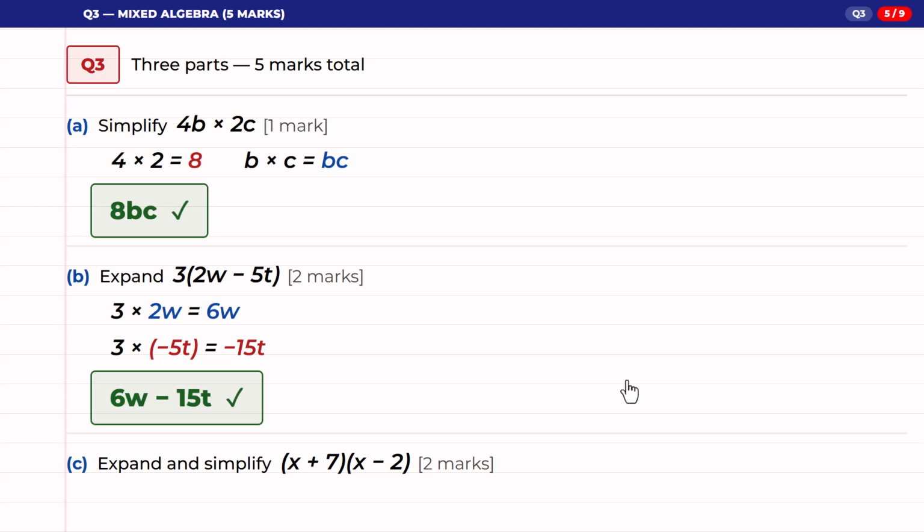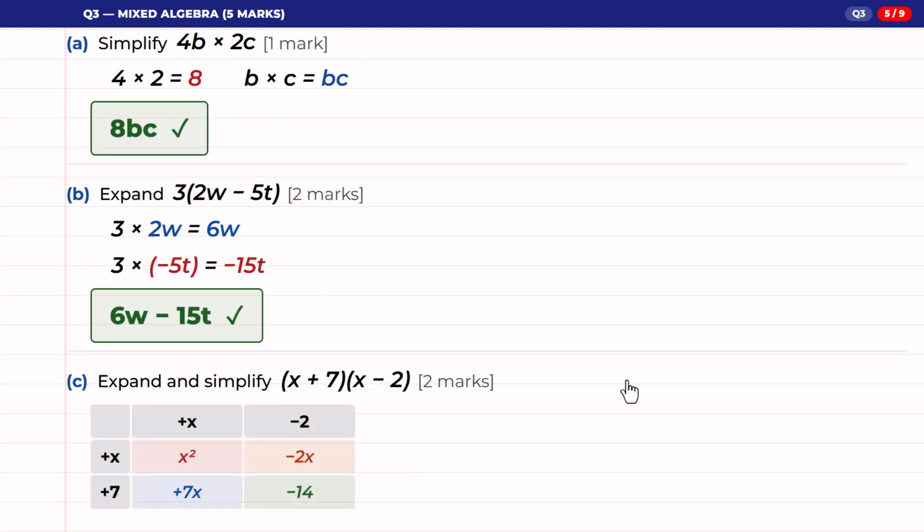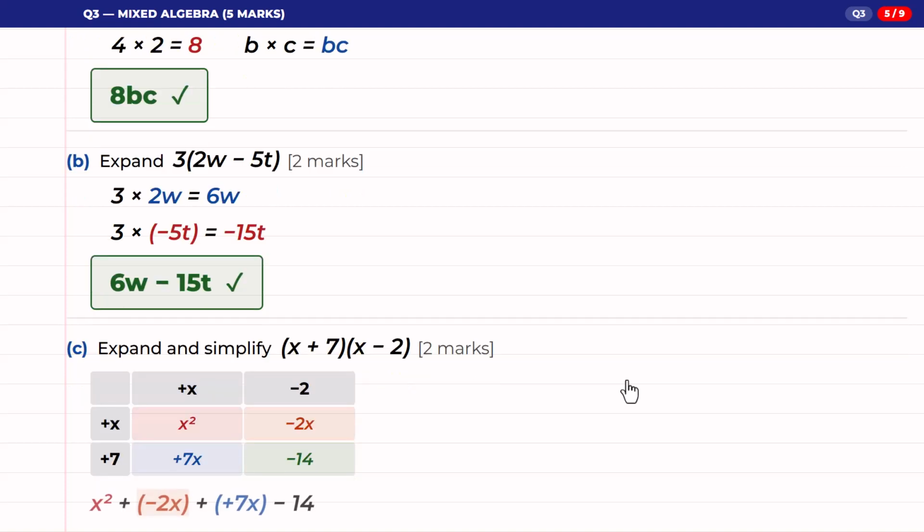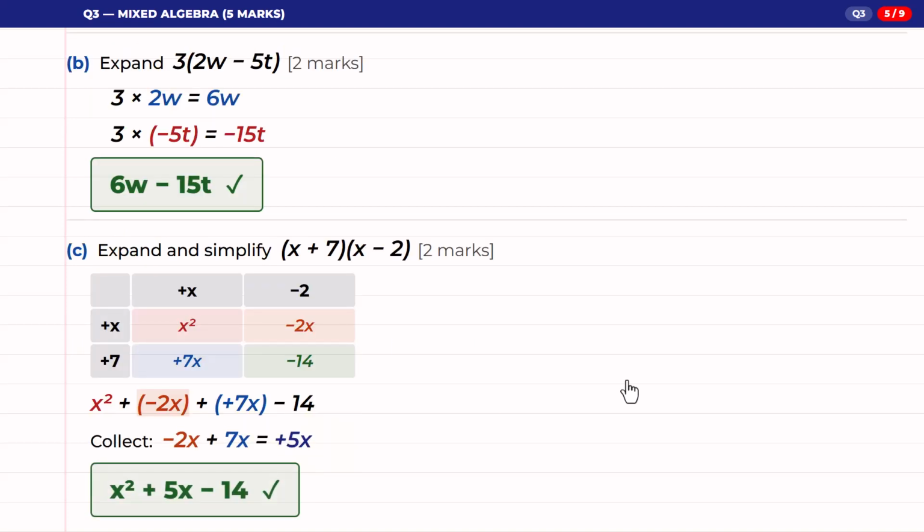Part C. Expand and simplify x plus 7 times x minus 2. 2 marks. Back to FOIL. FOIL grid: first gives x squared. Outer gives negative 2x, inner gives positive 7x. Last gives negative 14. Writing all four terms: x squared, minus 2x, plus 7x, minus 14. Collecting the like terms, negative 2x plus 7x equals positive 5x. The final answer is x squared plus 5x minus 14.